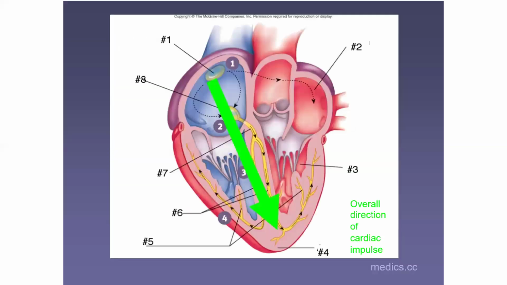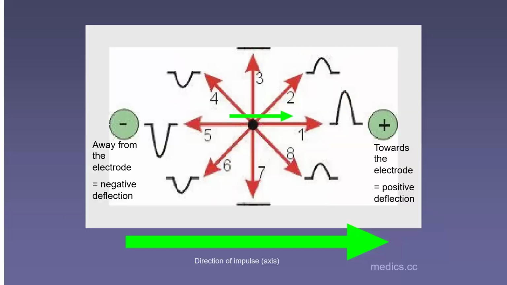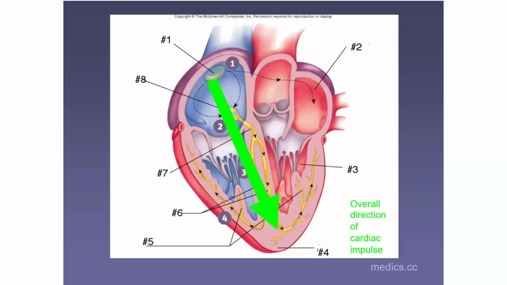That basically shows the general movement of the impulses from the SA node all the way to the Purkinje fibers, and of course the general movement of the impulses across the myocardium.